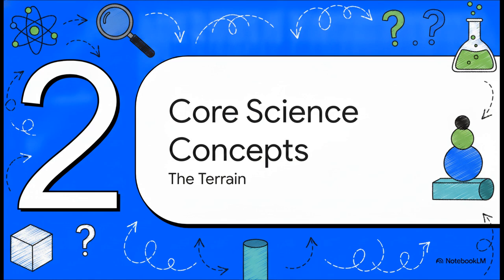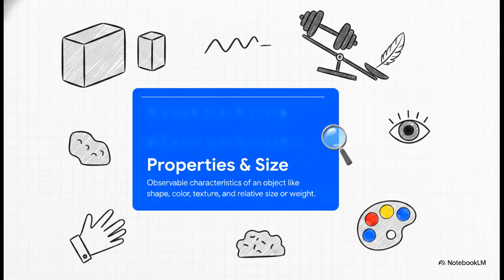Moving right along to Section 2, Core Science Concepts, the Terrain. Let's quickly translate the foundational science you need to feel totally confident teaching this unit, and hey, no advanced degree required. The foundational pillar for this unit is that physical properties are simply anything we can observe with our senses. This includes relative scale, comparing size and weight using everyday terms like larger, smaller, heavier, and lighter. Essentially, if a student can look at it, touch it, or weigh it on a balance, it's a physical property.